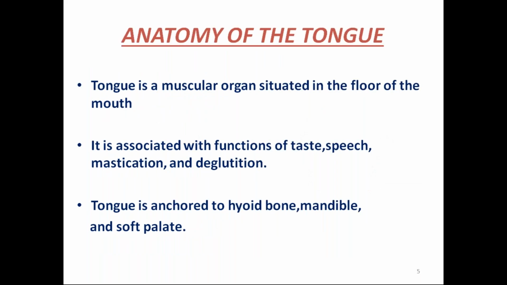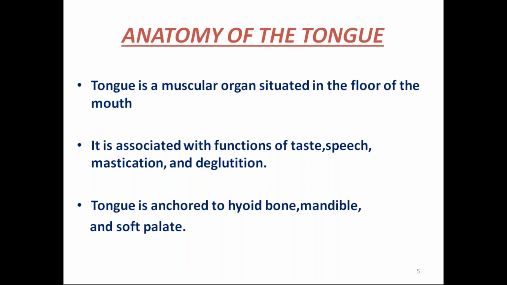So coming to the anatomy of the tongue. That is the development in brief. We will brief about the anatomy also. The tongue is an intramuscular organ situated in the floor of the mouth. It is associated with the functions of taste, speech, mastication, and deglutition.